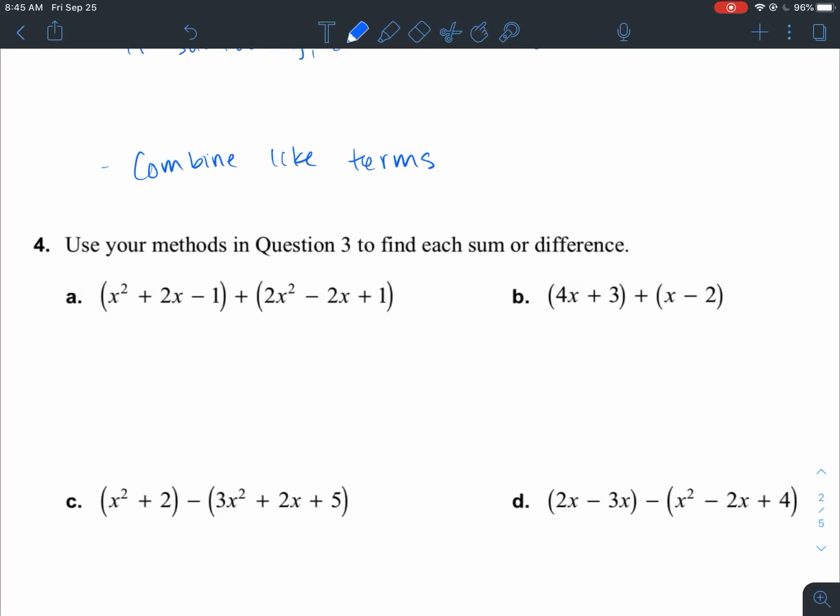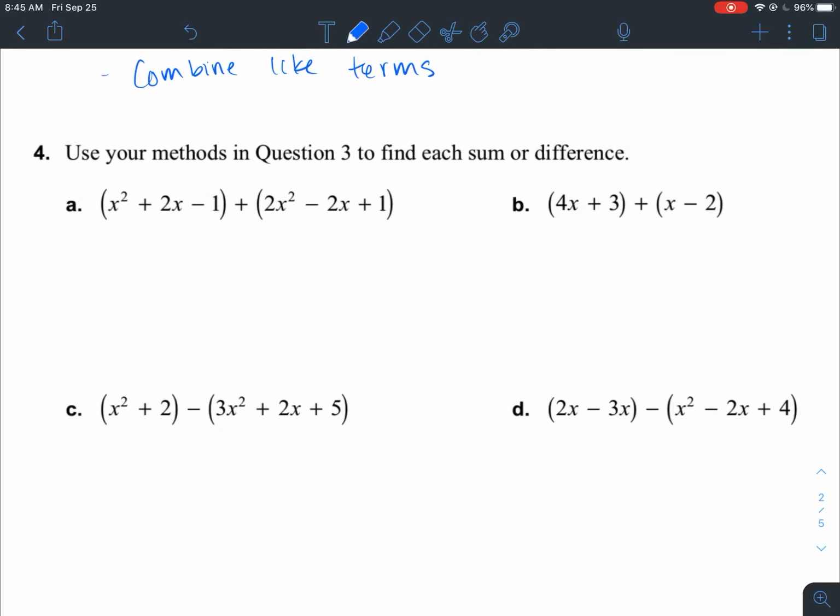Alright. So, let's try this. Whenever I say distribute the negative, sometimes you're going to have a negative right here, like we have in C. I'll go over that in just a second. But if we have a plus right here, we don't have to worry about distributing a negative. So right here, we can just combine like terms. Here is an x squared and here is a 2x squared. So that would be 3x squared. Okay, and we have a 2x here and a minus 2x there. So 2x minus 2x would be 0. So those would be gone. We have a negative 1 and a positive 1. Well, those would be gone too. So then we'd be left with just 3x squared.